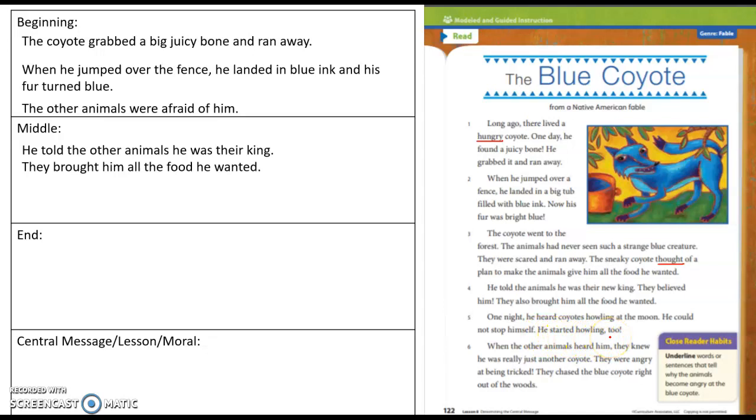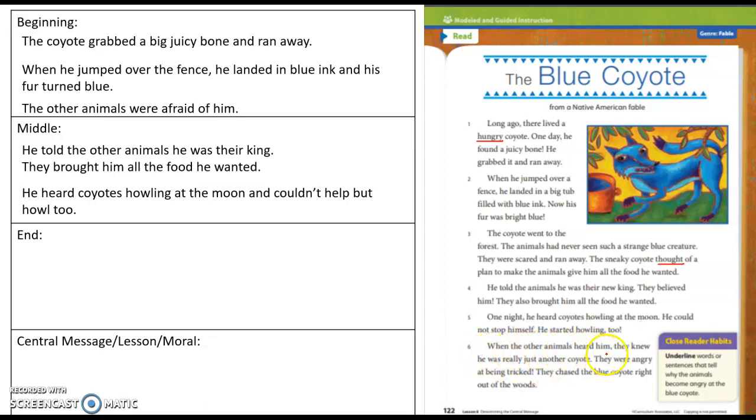He started howling too. So he hears those coyotes howling. How does he respond? Yeah, he can't help himself. He starts to howl too.